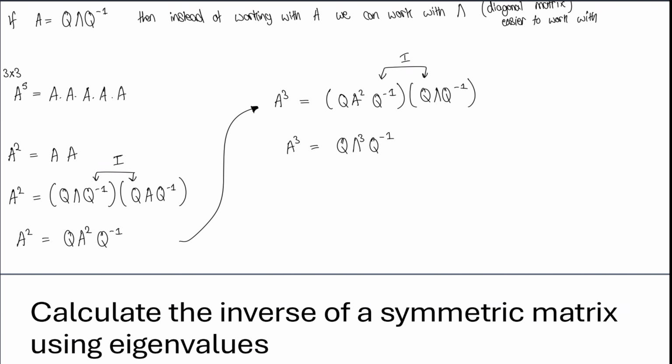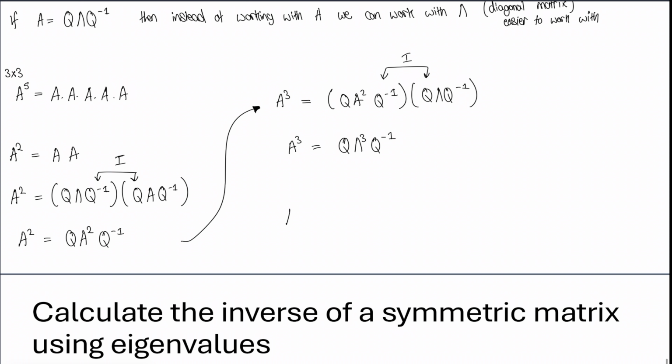And what you should start to see is that there is a pattern. When we have A to the power of K, to work that out, we'll just do Q Λ to the power of K and then the inverse of Q. And Λ to the power of K is very easy to work out because Λ is a diagonal matrix. So if this was our diagonal matrix, if we are now going to raise this to the power of K, all we need to do is raise these eigenvalues to the power of K as well, which is quite easy to do.